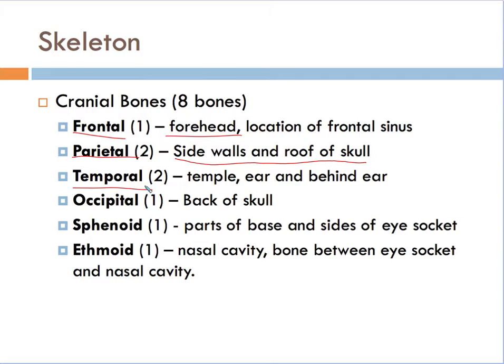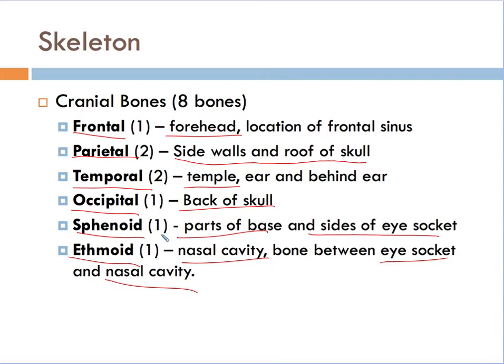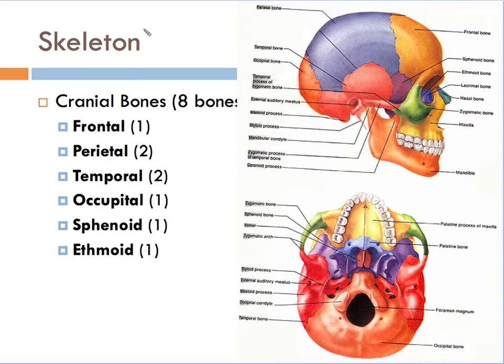Temporal bone located near your ear. That's where you find your temple. Your occipital bone is the back of your skull. Your sphenoid bone is parts of the base and sides of the eye socket. And then your ethmoid bone is found in your nasal cavity. It's between your eye socket and your nasal cavity. It's kind of hard to see sometimes, but we'll look at it here.